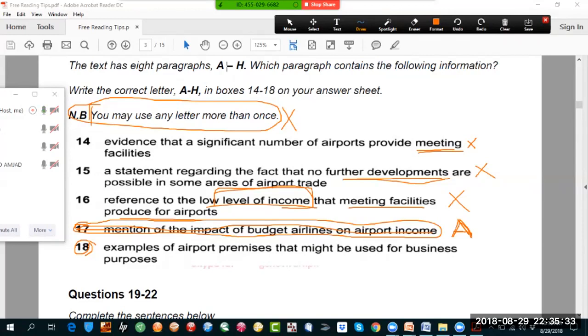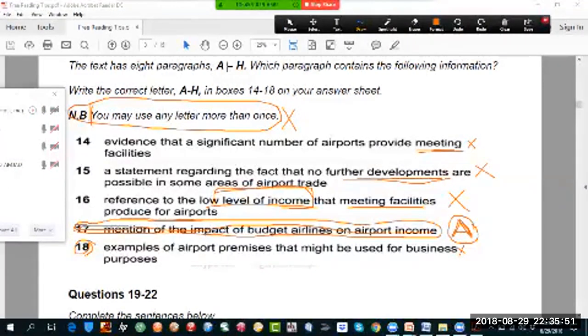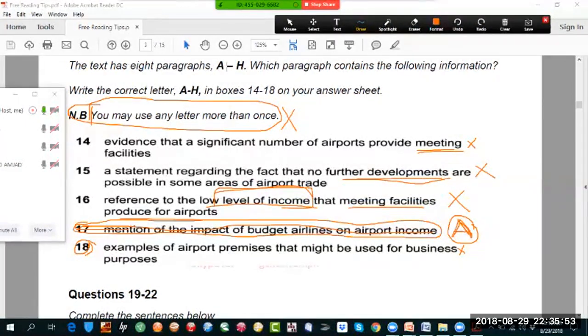Okay, so now, examples of airport premises that might be used for business purposes. Obviously, there's no such example in that. We didn't talk about any example. I have found the answer to question number E here. Now, ideally speaking, I would have to go back and read paragraph B.